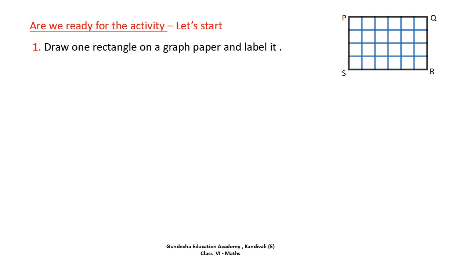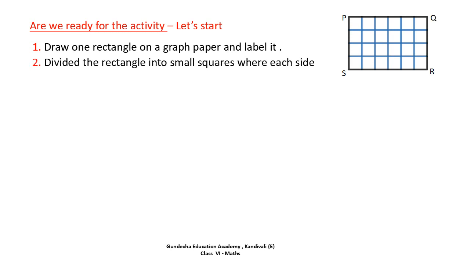On the graph paper, draw one rectangle using the pencil and ruler. Label it. I have labeled the rectangle as PQRS. You can label your rectangle with any other name also. Now divide the rectangle into small squares where each side of a small square measures 1 centimeter.